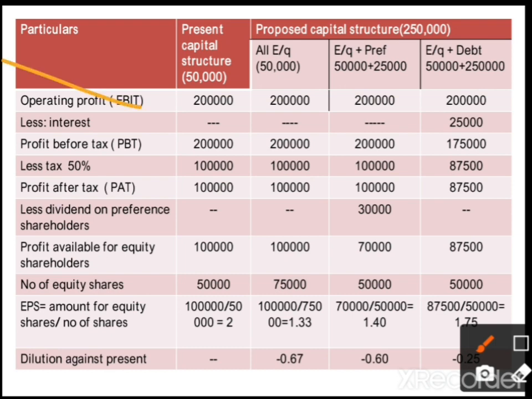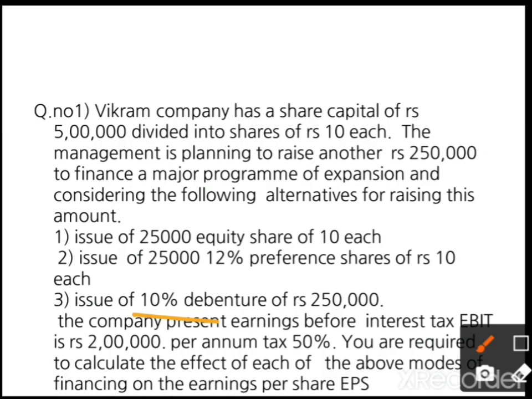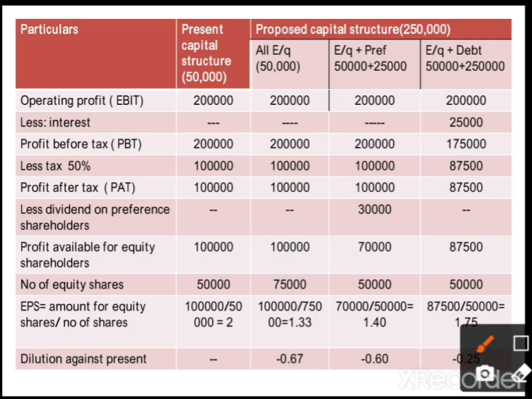Operating profit is 2 lakh, given in the problem. So 2 lakh, 2 lakh, 2 lakh. Next, interest is to be deducted. Interest is 10%, given in the problem. The rate of interest is 10% on debenture. Plan 3 only has debenture. So for plan 3, 2 lakh 50 into 10%, that is 25,000.